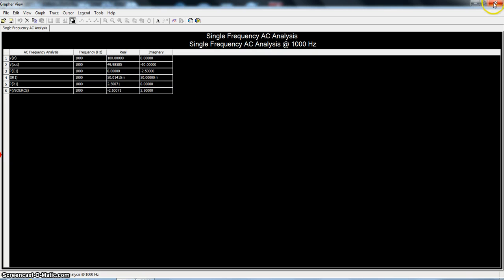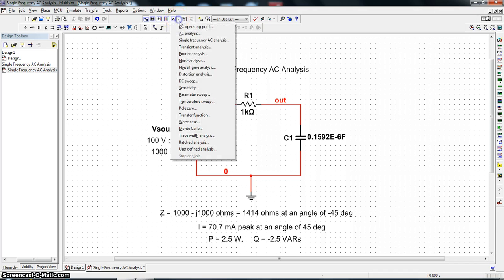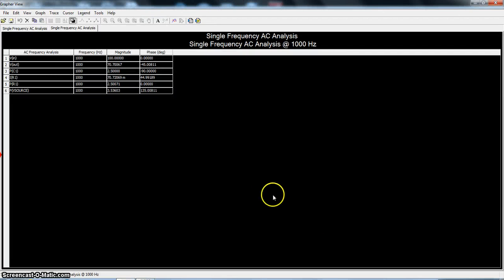Now let's go back and look at this from the polar point of view. I'll go back and click on the grapher, single frequency AC analysis, but this time I'm going to change it to polar magnitude phase or polar form. We hit simulate, and now the two columns here read magnitude and phase. So as far as the input is concerned, it's still 100 at an angle 0. The output voltage, however, now gives us the magnitude is 70.7 volts at an angle of minus 45 degrees.